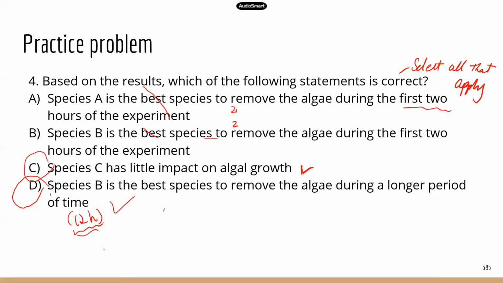If, let's say, I change this to during, let's say, a 2-day period, would D still be the correct answer? No. If I change it to 2 days, only C is the correct answer. And that's because from the experiment, they only did 2 hours and 12 hours, right? So their data actually do not tell you anything about what will happen at the end of 2 days. So if I change this to 2 days, then this is not going to be a correct answer.